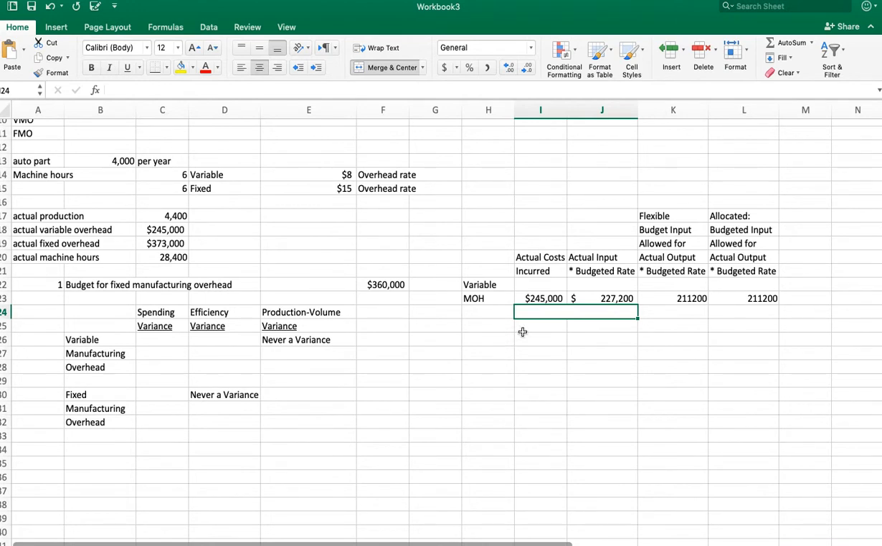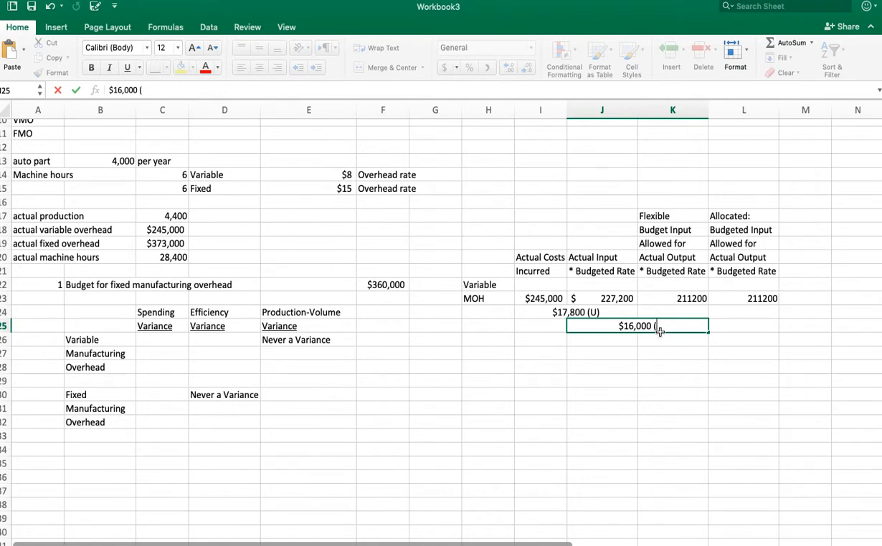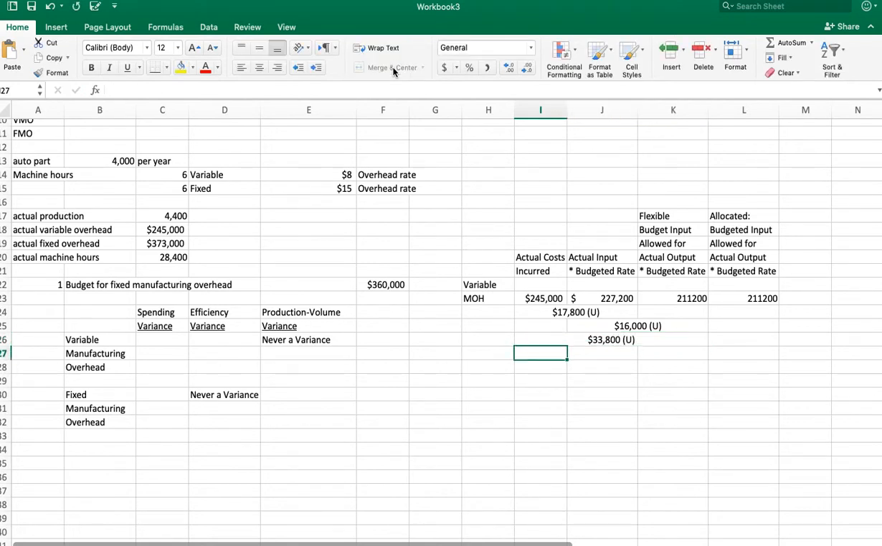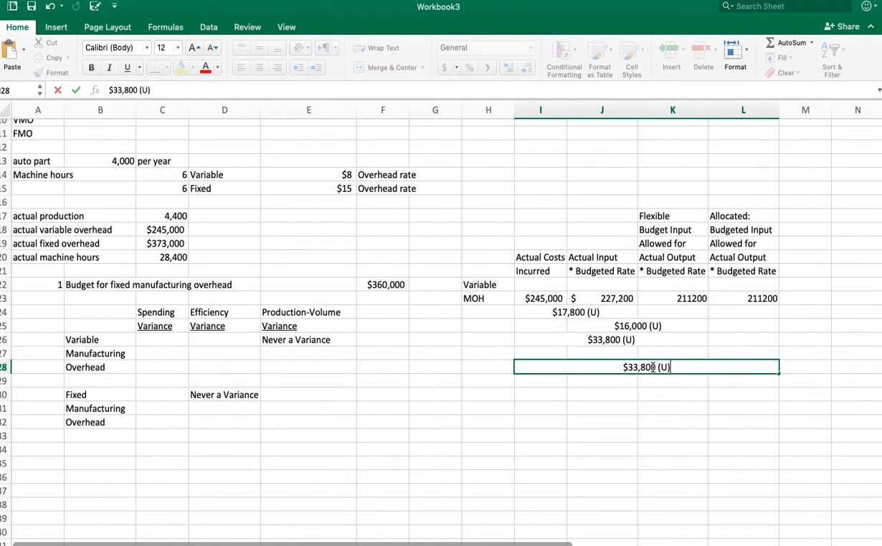Okay, so then the variance between these two, I realize I can do it this way, is the difference in these two numbers, 17,800. And our actual was more than our budget, so this is unfavorable. Again, it doesn't necessarily mean it's bad, it's unfavorable. And I'm going to come down here and take the difference between these two numbers, 227,200 and 211,200, and that's my $16,000 variance. And that is unfavorable as well because our actual is more than our flexible budget. And then these two together, and again, look back at the example in your book. You've got several examples of this. 33,800. We're netting the two. They're both unfavorable, so we add them together. And then all the way across will also be 33,800 unfavorable.